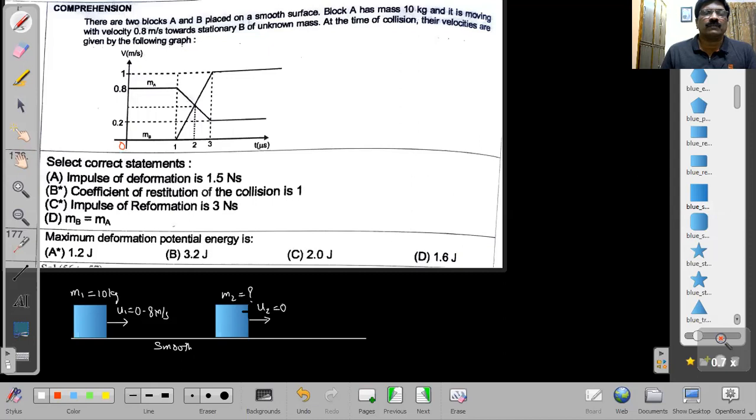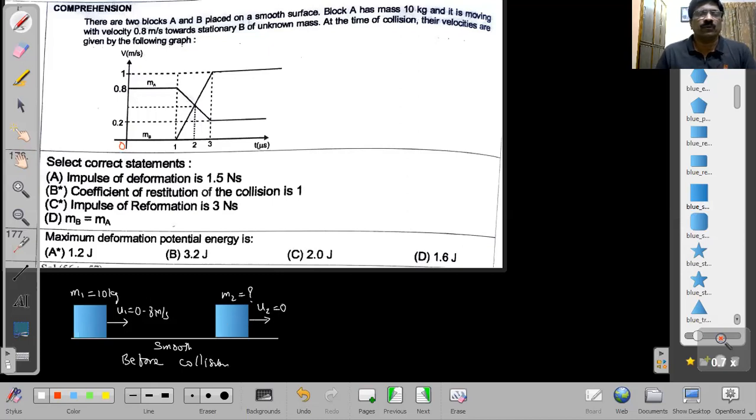Okay, but during collision, you see here, this is the situation before collision. Before collision, the situation is like this.